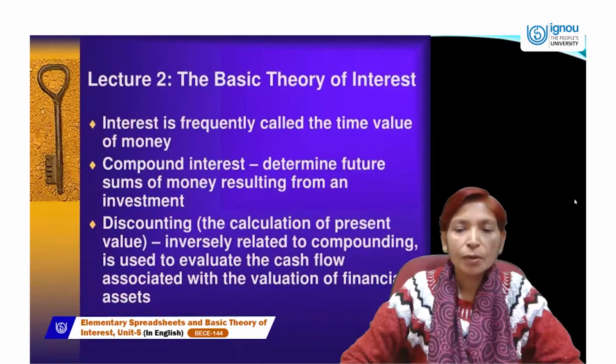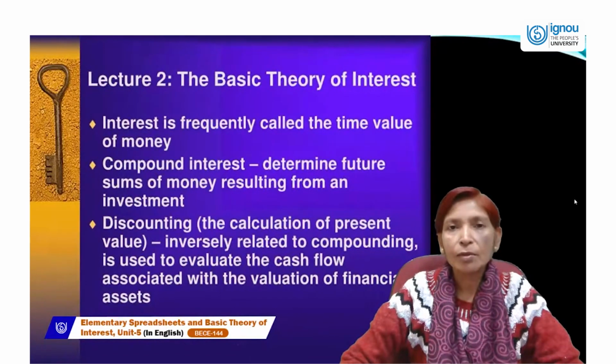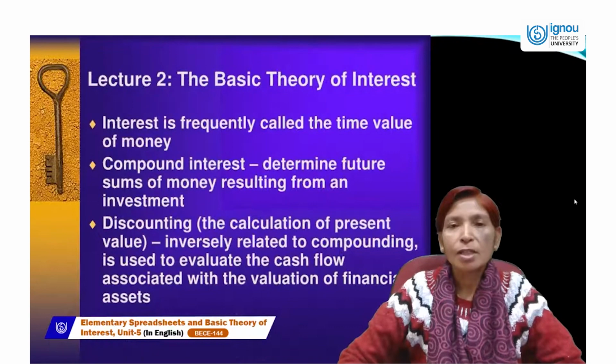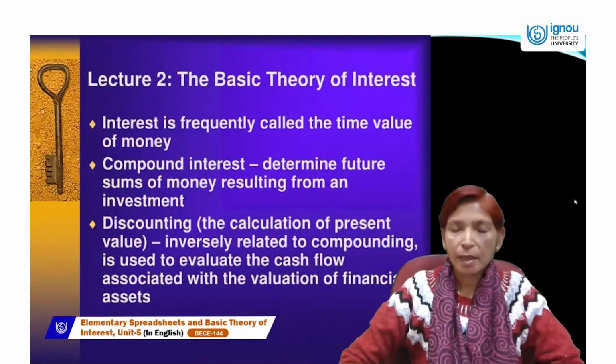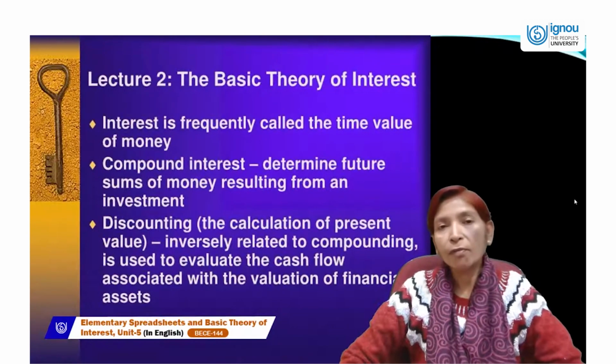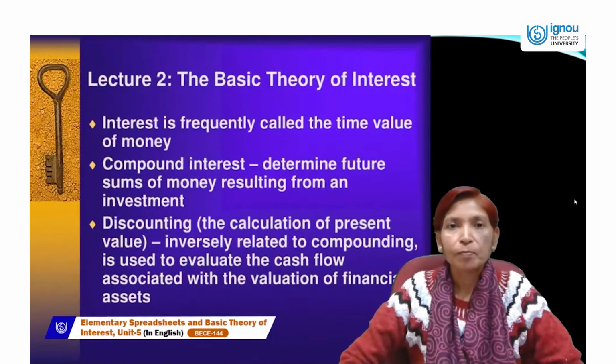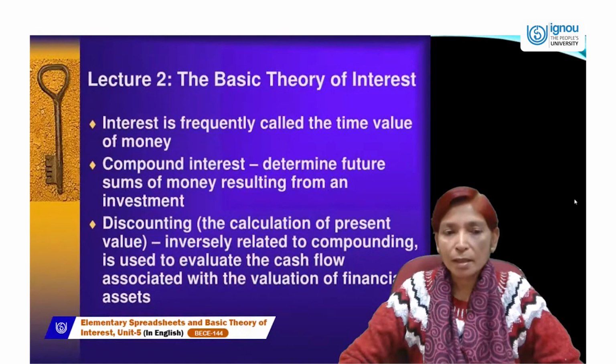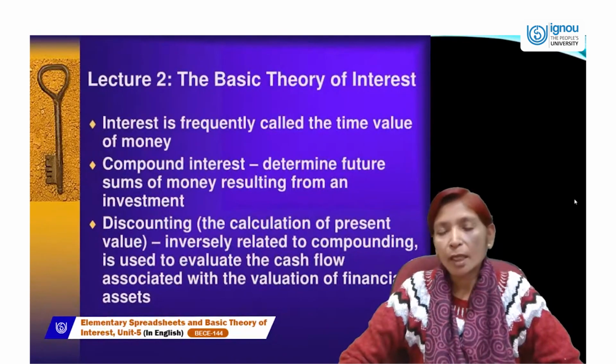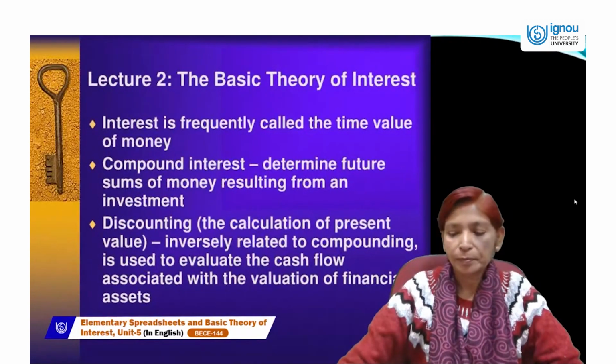The calculation of present value, or discounting, tells us about the value of a financial asset: what is the value of the financial asset at present and what will be its value in future. If we want to estimate this, we can calculate the present value by using a formula.